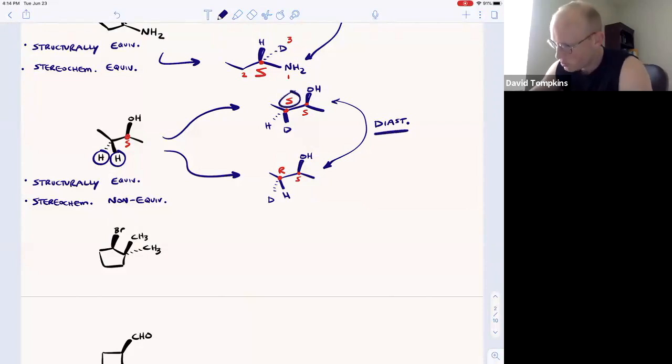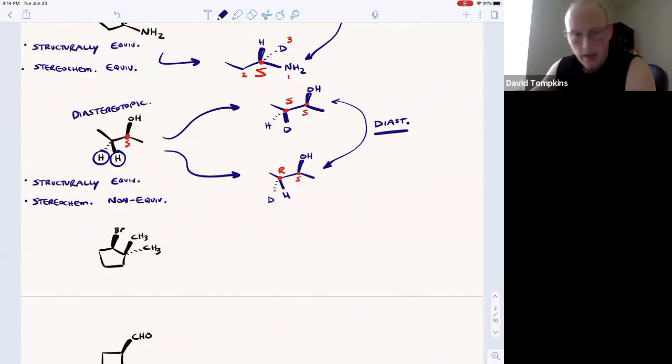Something changes, right? S changes to R, but at the same time, another stereocenter stays the same. S remains S. So these protons here were diastereotopic. And in fact, every CH2 or methylene like this will be diastereotopic if there is a single chiral center, just one, in that molecule.